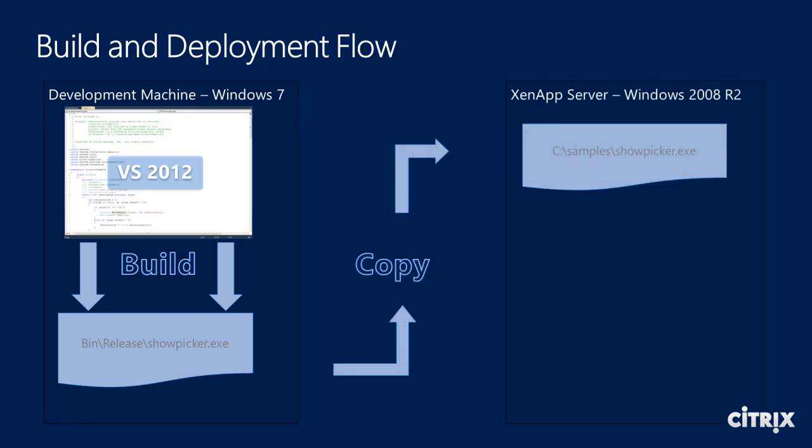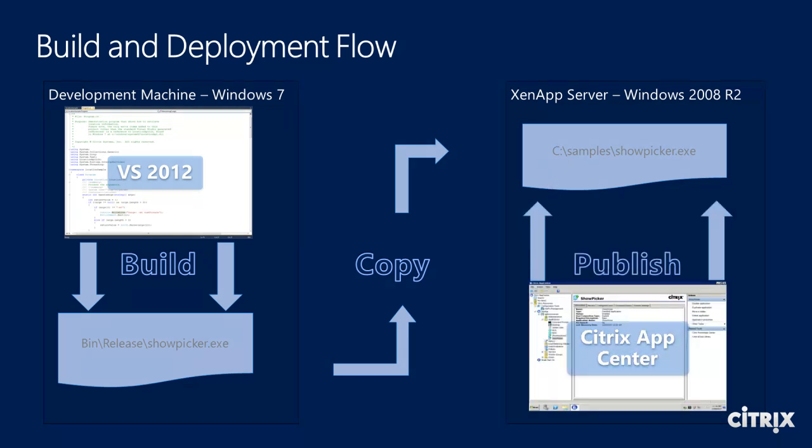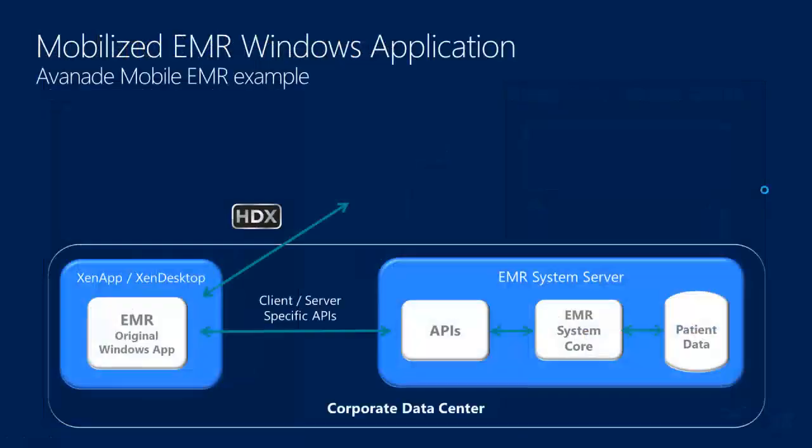It would then be copied over to the XenApp or XenDesktop server, and then the Citrix AppCenter would be used to publish that application to XenApp to be available to the end users, accessing it from any number of mobile devices we might talk about.